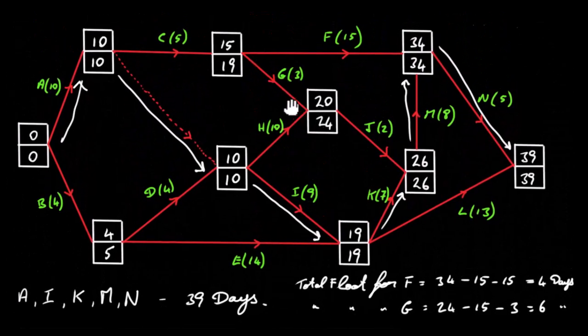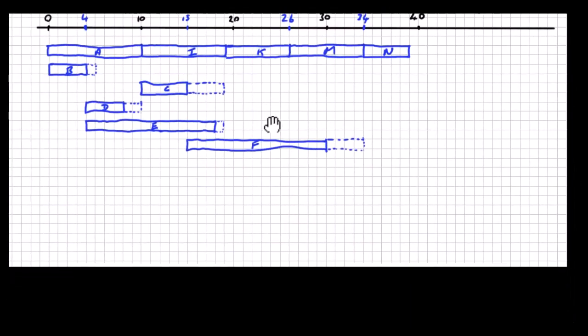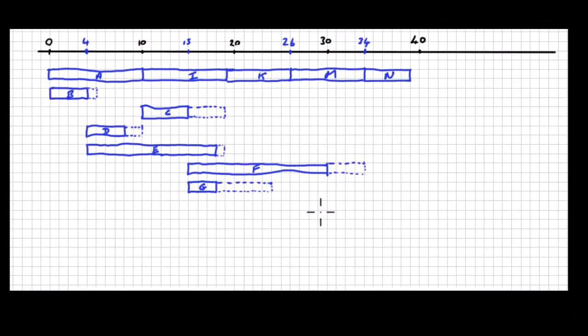Okay, next one is G. So G is down along this way, so you've got starting at 15, it has a duration of 3 days and has a total float of 24 minus 15, which is 9, 9 minus 3, which is 6. So G has a float time of 6 days. Okay, so that's G, has a duration of 3 days and a float of 6 days. H is next.